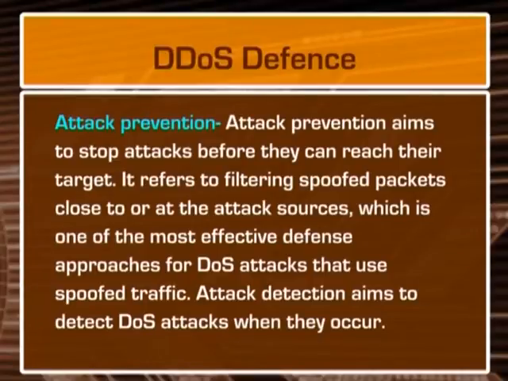Attack prevention aims to stop attacks before they can reach their target. It refers to filtering spoofed packets close to or at the attack sources, which is one of the most effective defense approaches for DoS attacks that use spoofed traffic. Attack detection aims to detect DoS attacks when they occur.